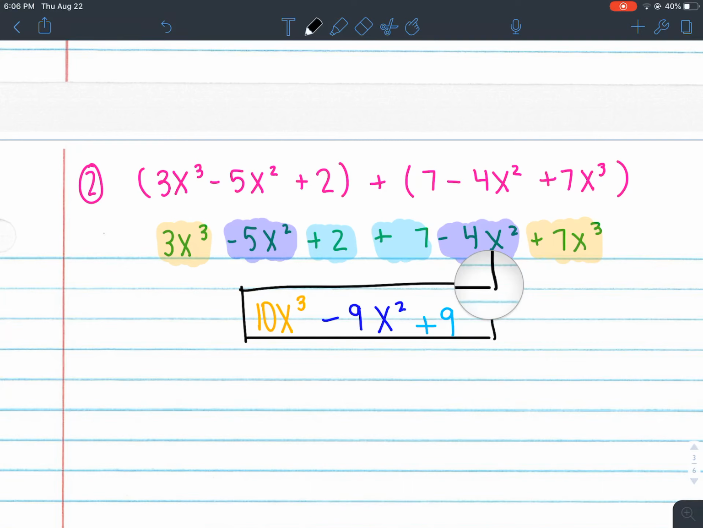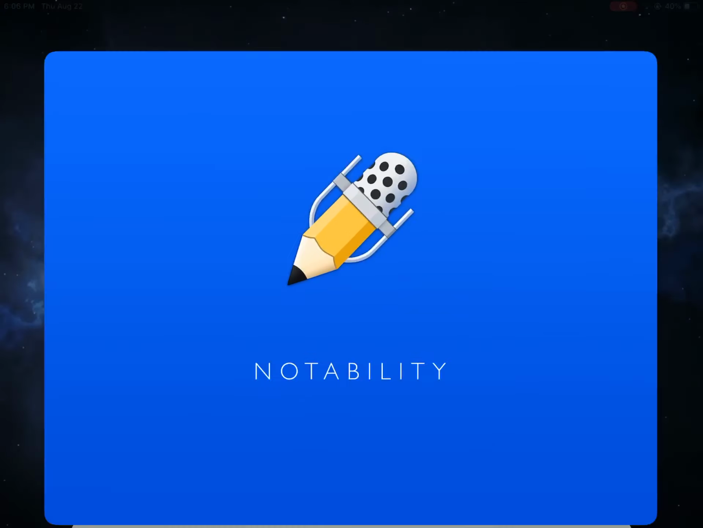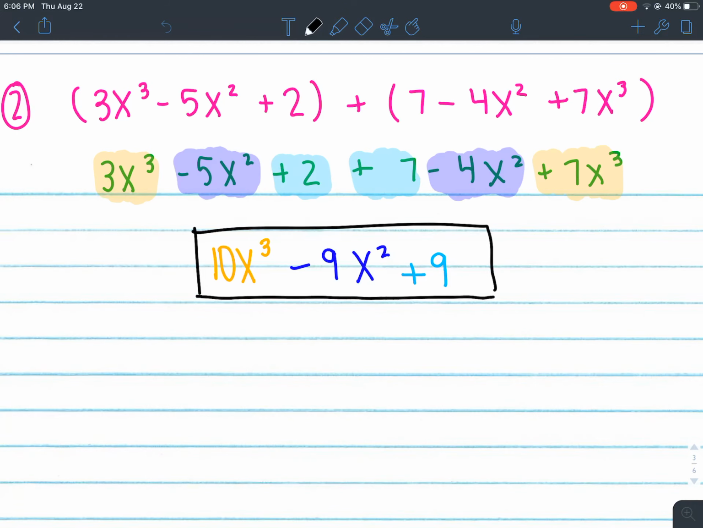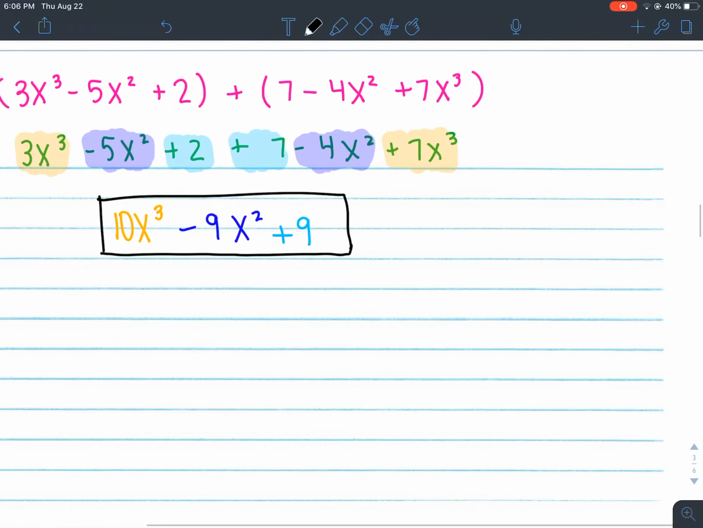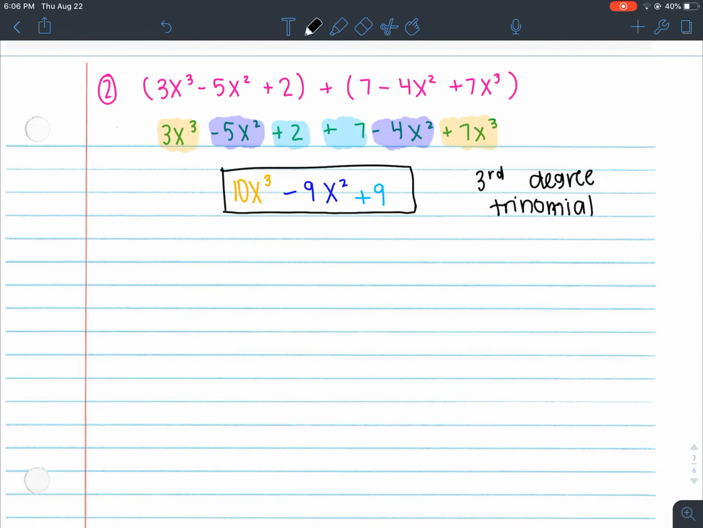And if I wanted to check, whoa, my iPad's frozen. If I wanted to check that they were all combined, you can always check at the very end and ask, do I have any like terms at the end? And then that could be your final check. Now let's classify this. Well, this was a third degree because the highest exponent is a 3, and this would be a trinomial because it has 3 terms.